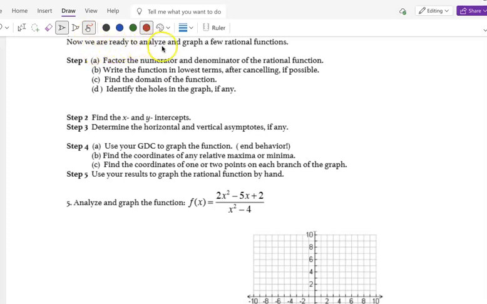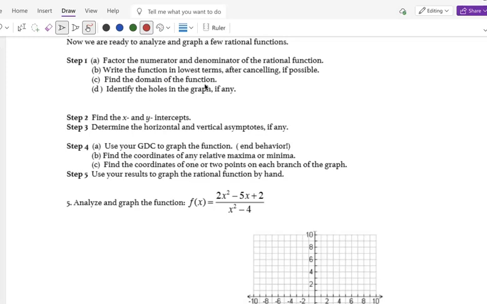Now we are ready to analyze and graph a few rational functions. Step 1: Factor the numerator and denominator of the rational function, like the last sum we did. You factorize the numerator, factorize the denominator. Write the function in the lowest terms after cancelling if possible. So your x minus 3 cancels out. Find the domain of the function.